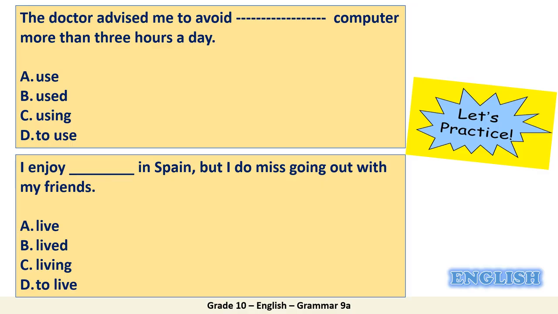Okay, let's start with number 1. The doctor advised me to avoid using the computer more than 3 hours a day. So after avoid, what do you use? Very good. After avoid, I put verb plus ing, using. In number 2, I enjoy living in Spain, but I do miss going out with my friends. So after the verb enjoy, which word are you going to choose? Very good. So after enjoy also, I put a verb plus ing. So here we have living.